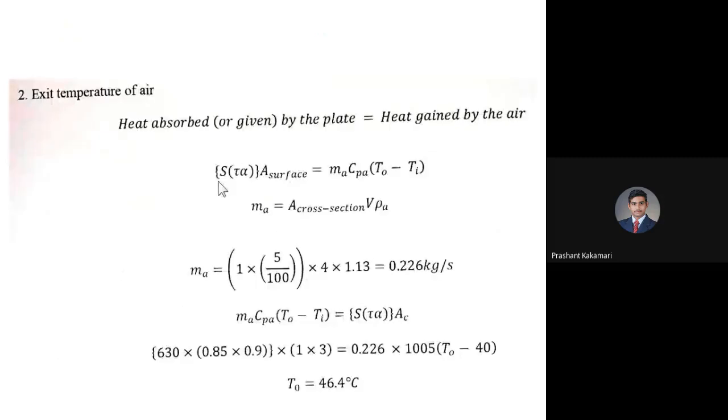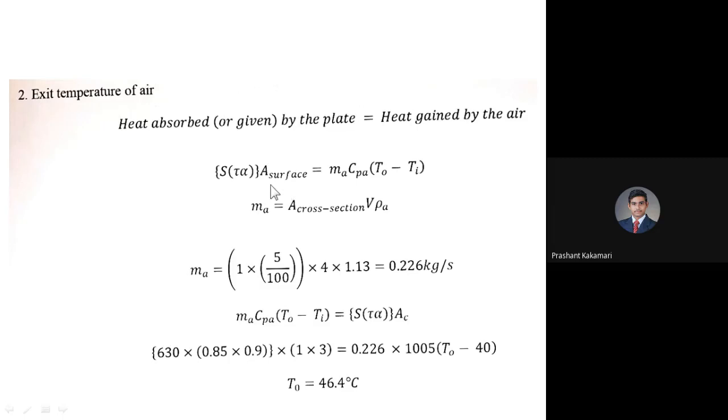Now if I multiply this by tau alpha, as we discussed in the liquid flat plate collector, that will be the effective heat flux falling on the absorber plate after the glass cover. So we are going to multiply this tau alpha, that is given in the problem, into the area of the surface. So what is the surface area of the plate?